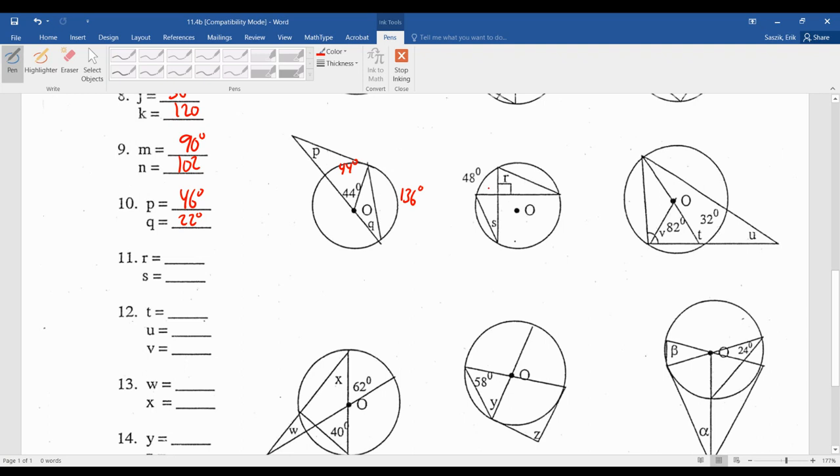This one maybe not so much. S is just an inscribed angle, so it's got to be half that 48. Let's see, now R, sometimes it's hard. R is this angle up here. So let's see if we can figure that thing out. Okay, so if this is 48, that arc, this angle here is also intercepting that arc and it's inscribed, so that's 24. And now we have a right triangle with 90, 24, so that R has to be 66.